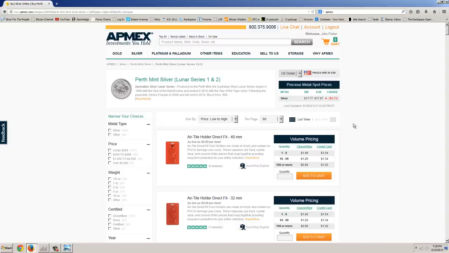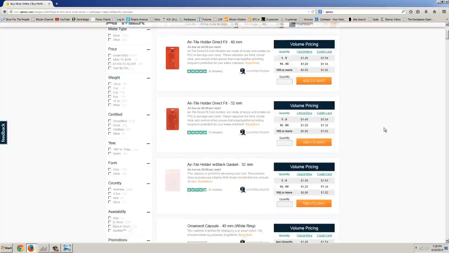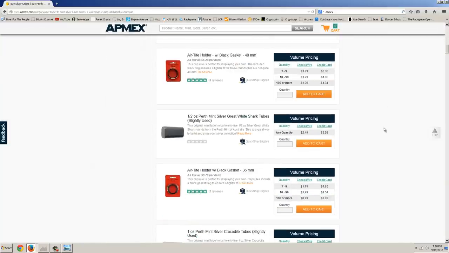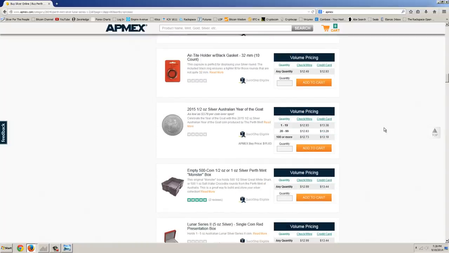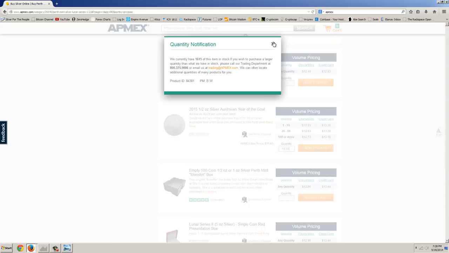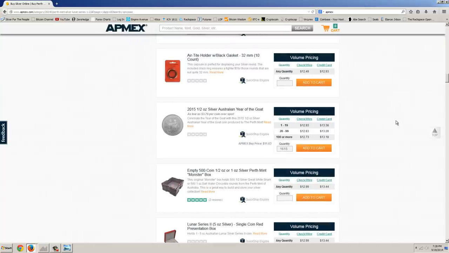So what I always do with any of these coins, and we're going to do it with the Lunar Series here, is I always set it to price low to high, 80 per page. And of course, you're going to get the holders first, but we want to scroll from the lowest price possible and see what's offered. So you can see we're looking now at the GOAT Series, and the 100 or more price is $12.73. Is this GOAT series going to do what the Tiger series half ounce did?